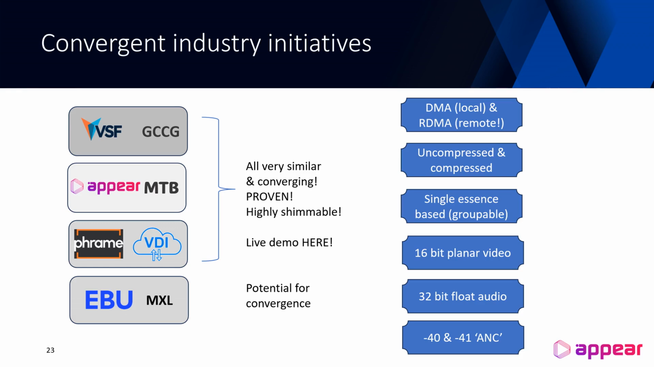So several entities have been doing stuff. This is a very, very brief summary, not an exhaustive list, but just some people that have been playing with this. So we in Appear have what we call our media transport bus. VSF have been talking about GCCG. Frame, other people we've been working with and prototyping with in the UK have what they call their virtual digital interconnect. They're all very, very similar, and actually we've done some shimming between these to get these asynchronous interfaces.